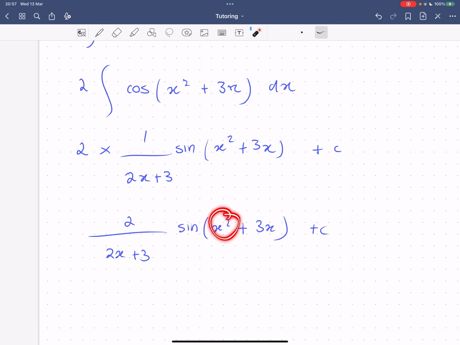If we differentiate this and we put it at the top here, 2x plus 3, that's going to cancel with that. That's going to become a cos, and we're going to get back to where we started.